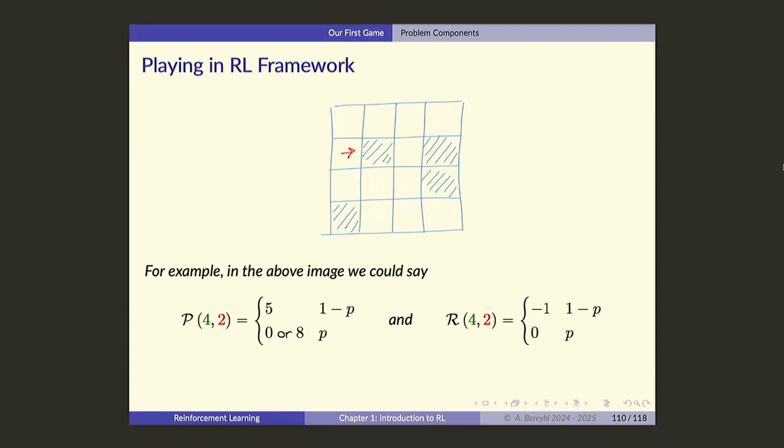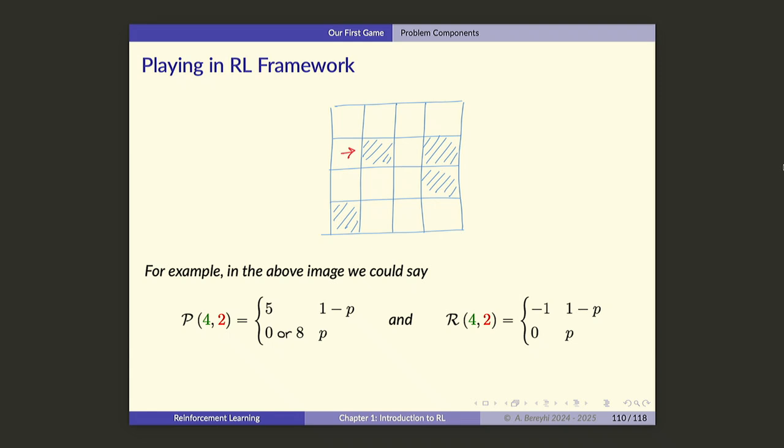Here is one particular example. For instance, say we are in this particular cell. This is state 4, because we start from 0: 0, 1, 2, 3, now it's 4. In state 4, if I want to move in direction right, the action right, which I'm representing by 2, I'm going to say that with probability 1 minus p, I am going to be at cell 5, the next cell. With probability p, I'm going to be either at 0 or 8.